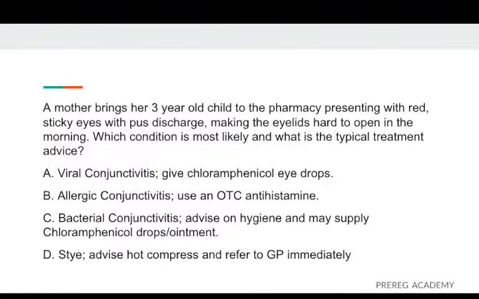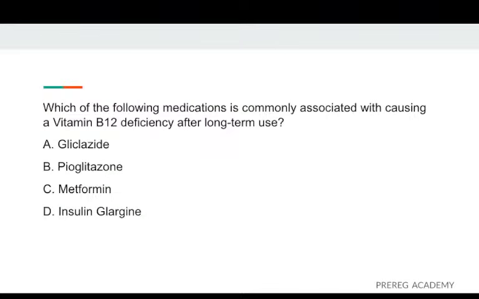Okay, all right, next question. Which of the following medications is commonly associated with causing a vitamin B12 deficiency after long-term use? Metformin, yes, metformin can cause vitamin B12 deficiency. So if they give you a question and the patient has symptoms like tiredness, fatigue, or symptoms that have to do with vitamin B12, it could be due to metformin.